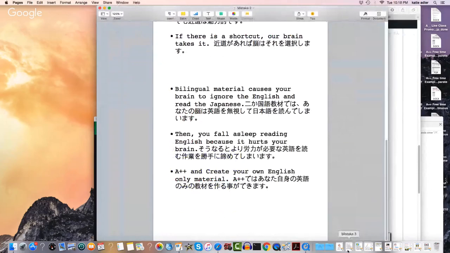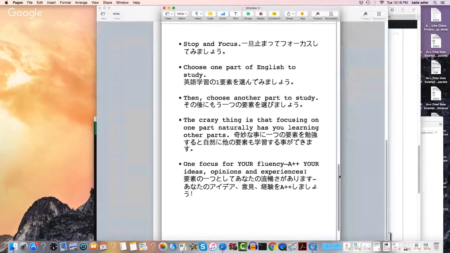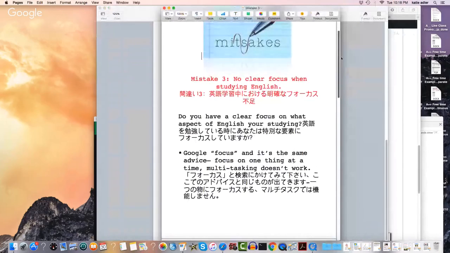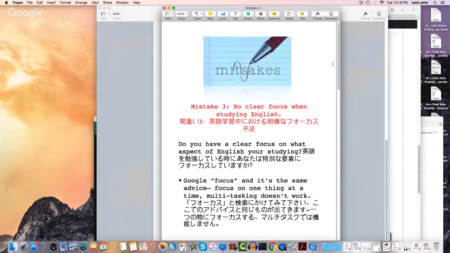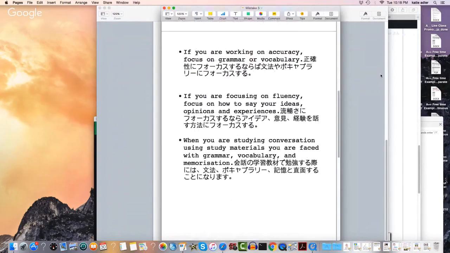And then mistake number 3. Mistake number 3. No clear focus when studying English. Do you have a clear focus on what aspect of English you're studying? Google Focus, and it's the same advice. Focus on one thing at a time. Multitasking doesn't work. If you are working on accuracy, focus on grammar or vocabulary. If you are focusing on fluency, focus on how to say your ideas, opinions, and experiences.